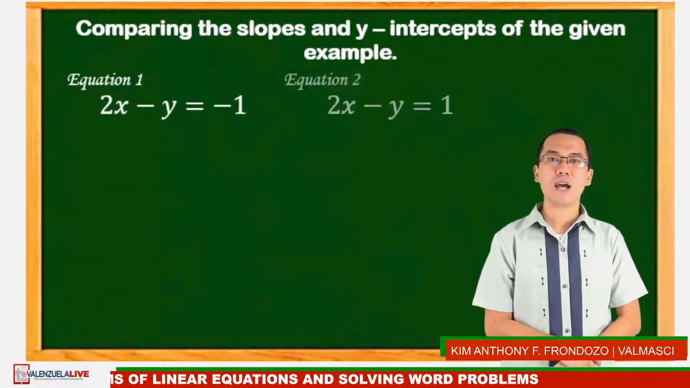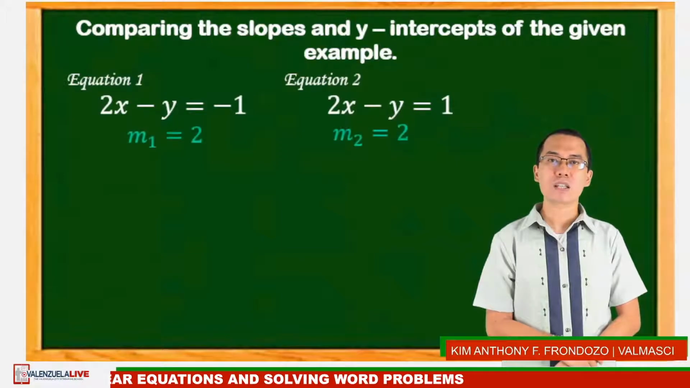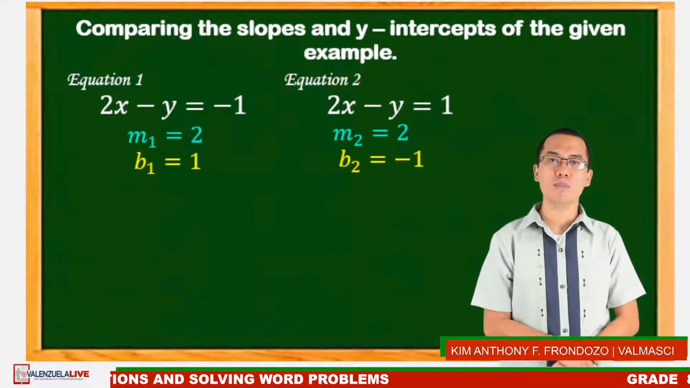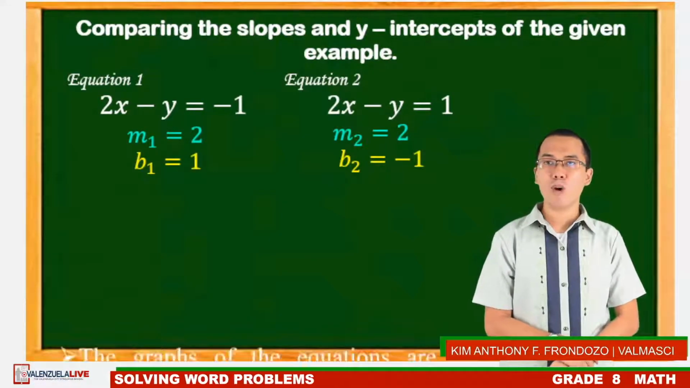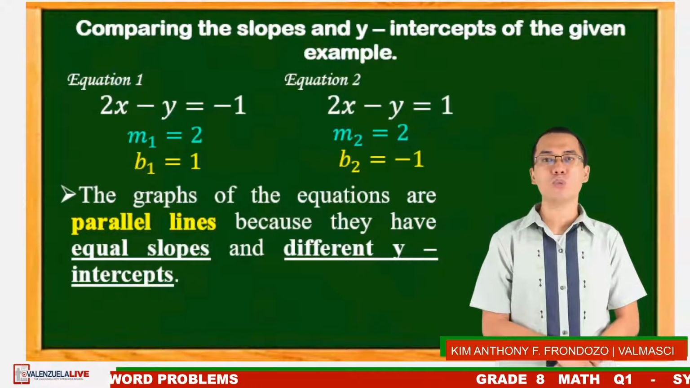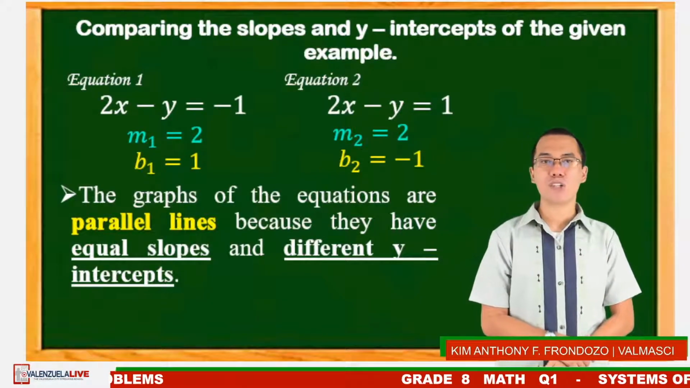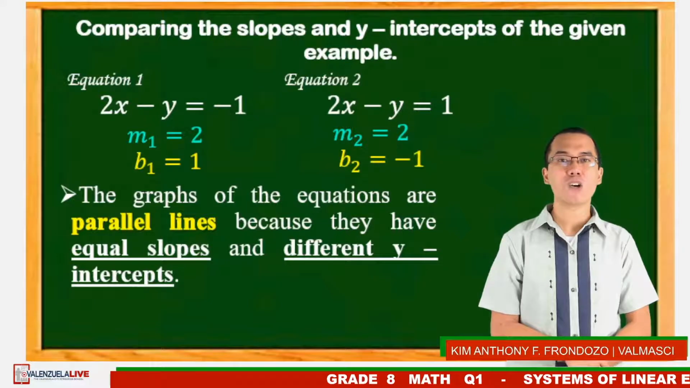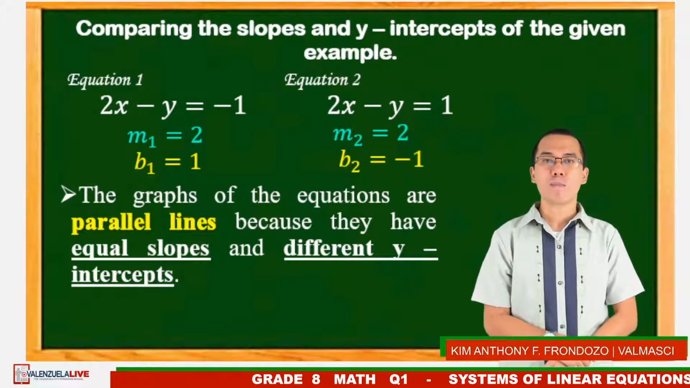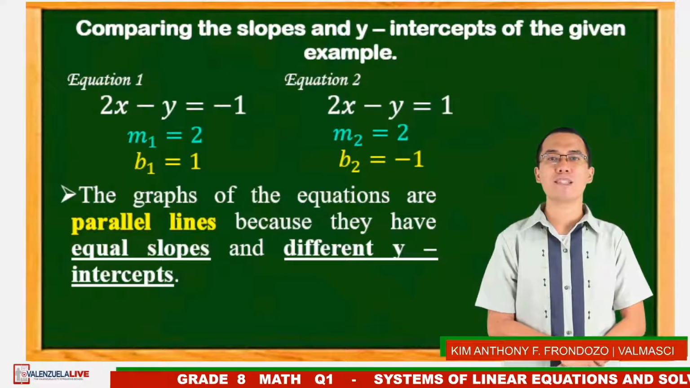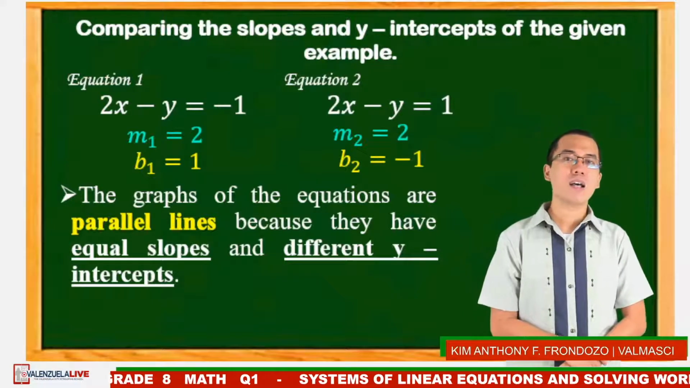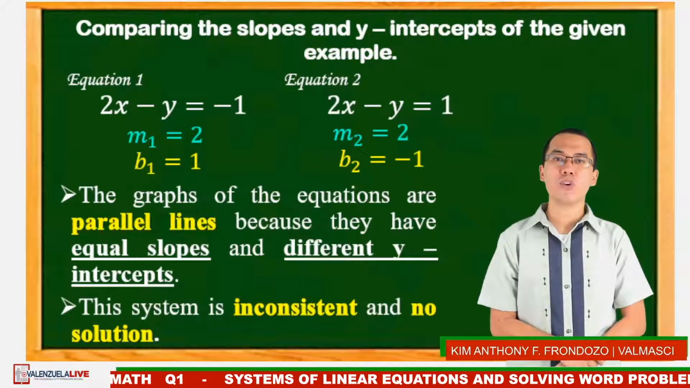So if we are going to analyze, since m sub 1 is equal to m sub 2 and b sub 1 is not equal to b sub 2, the graphs of the equations are parallel lines because they have equal slopes but different y-intercepts. And the system is inconsistent and has no solution.